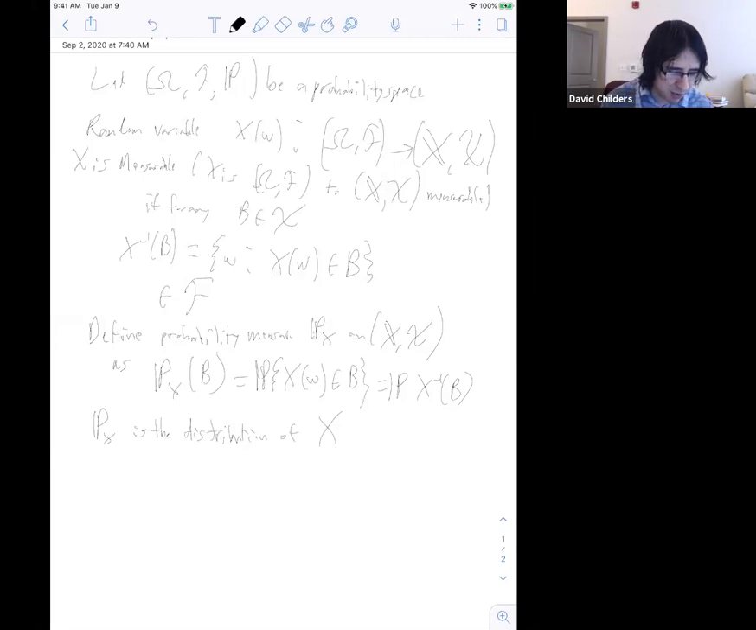So sometimes we call this the push forward measure on X. If you're talking to measure theorists, they'll say push forward. If you're talking to probabilists or most anybody who applies probability, they'll say distribution. But the idea of push forward conveys this idea that it maps the probability from one space to another space, so from omega F to X.